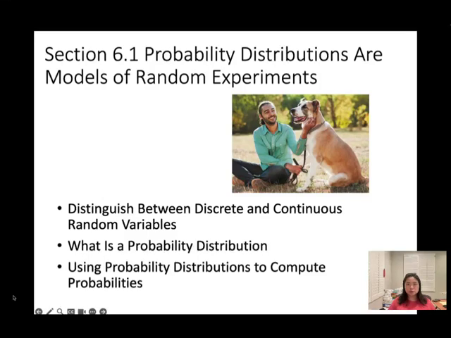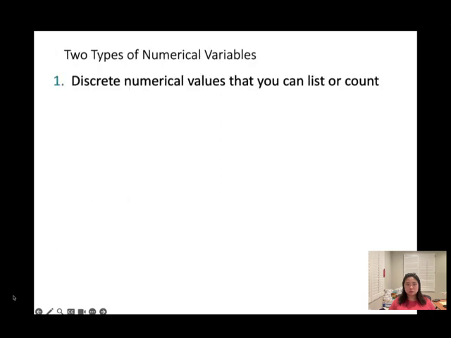Section 6.1: Probability distributions are models of random experiments. For these sessions, we're going to talk about two types of data, the discrete and the continuous. We'll introduce the probability distribution, and we'll be using the probability distribution to find probabilities. First, two types of numerical data.